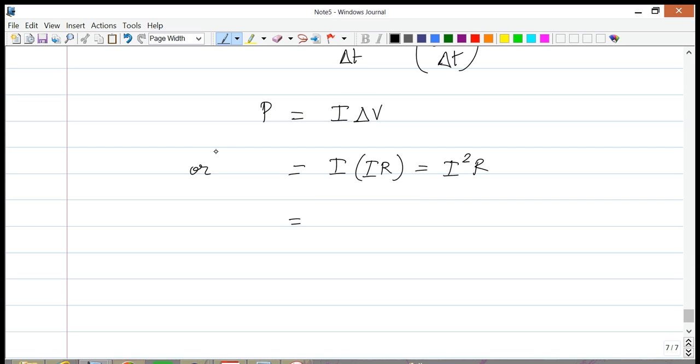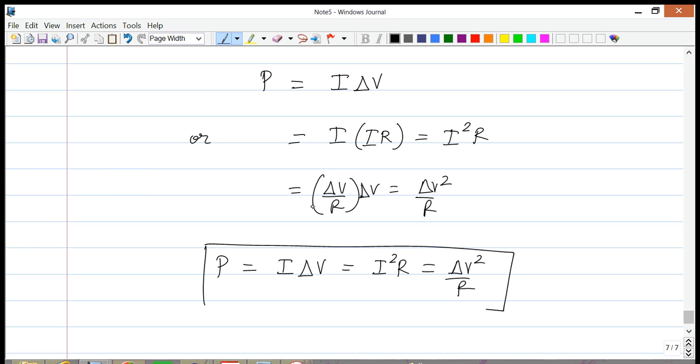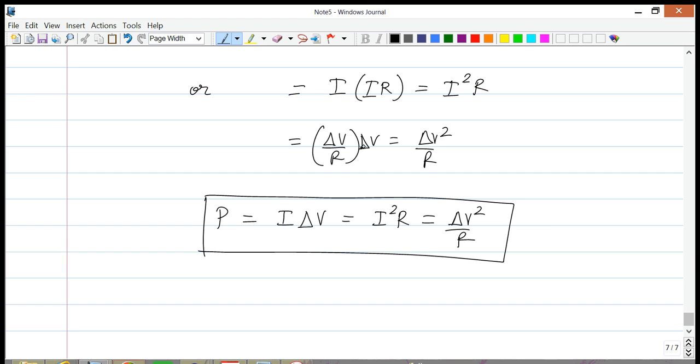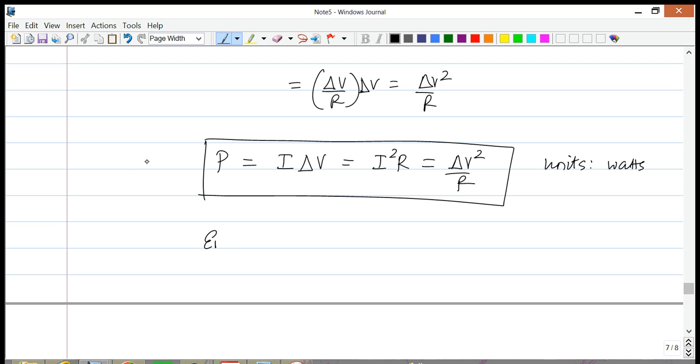Or we could also replace I with delta V over R, times delta V, which is delta V squared over R. So there are three ways of finding power. Power is either equal to I delta V, equal to I squared R, or equal to delta V squared over R. We measure power, of course, in units of watts, which you already know. And if we know the power, we can find the energy. The energy used by any device is simply equal to power multiplied by the time that it operates for.